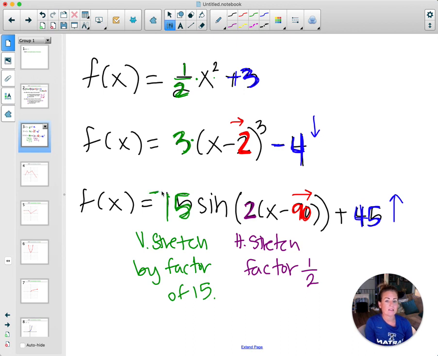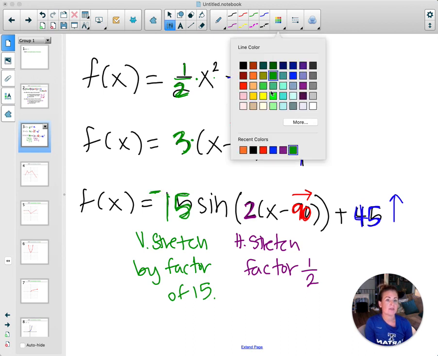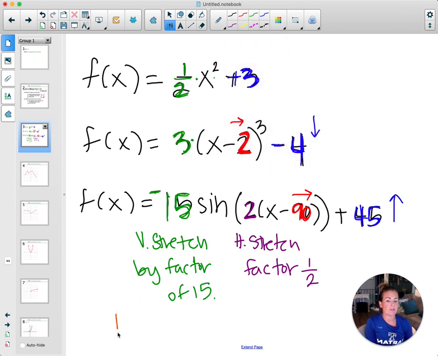And then let's say this was negative. Then we would also say reflection over, now it's outside, so it's going to be up and down, so it's going to go over the x-axis.